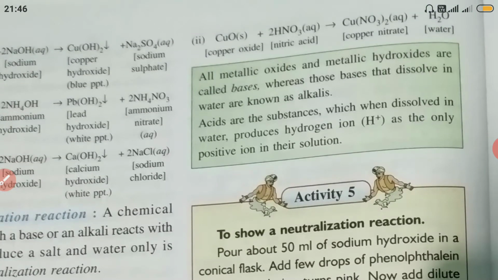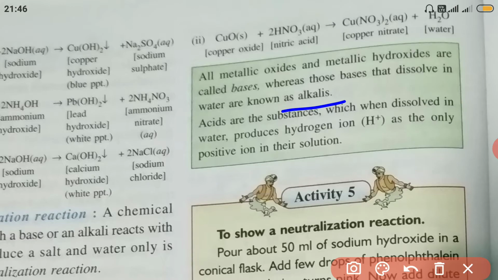There are two categories of bases, one which dissolves in water, the other which does not dissolve in water. Here we are just concerned about those bases which dissolve in water, and the new name given to them is alkalis. So those bases that dissolve in water are known as alkalis. Those that do not dissolve in water are not known as alkalis. The next term is acids.